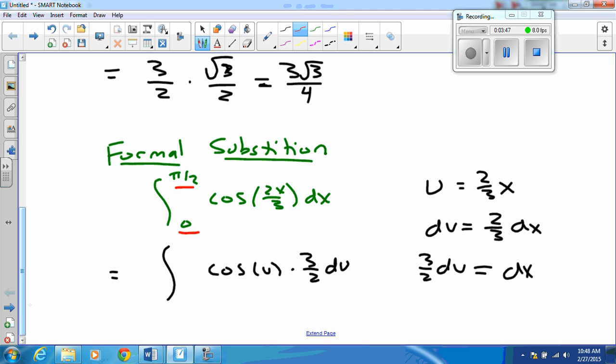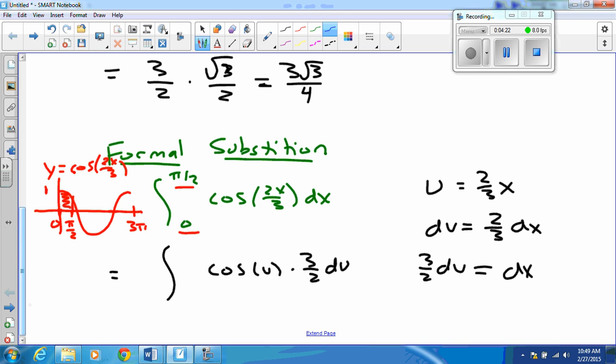I am integrating the curve y equals cosine 2x over 3 from 0 to pi over 2. Let's take a look at what that curve looks like. It's going to have a period of 3 pi, and we are integrating it from 0 to pi over 2. It's going to have an amplitude of 1. And so we're looking at the area of this region right here.